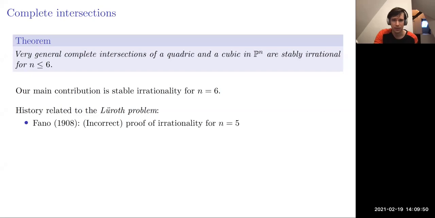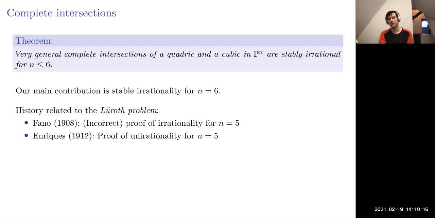In fact, Fano, in 1908, claimed to have a proof of irrationality in the case of threefolds, that's a complete intersection of a quadric and a cubic in P5. But of course, it turned out to be incorrect. One reason why this is interesting is that it was known that these are unirational. So there's at least a map from P3 onto this threefold, which is of degree 2, I think.